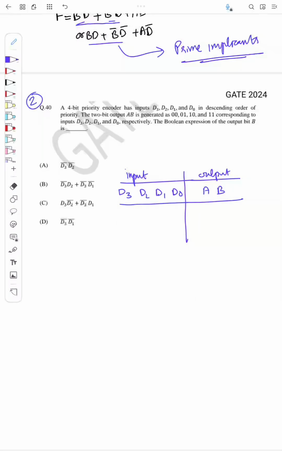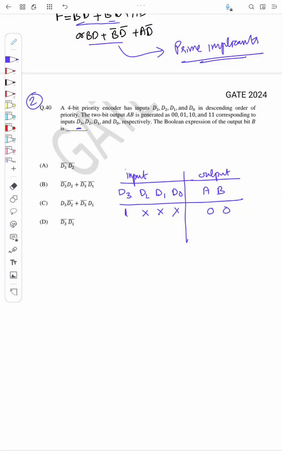So in the question it is given, it is a priority encoder, right, and the priority is more for D3. So when D3 is 1, the output AB is actually 0 0. So what about D2 D1 D0? Whatever is the value of D2 D1 D0, if D3 is 1, the AB will be equal to 0 0, right? So we don't care what is the value of D2, D1 and D0.